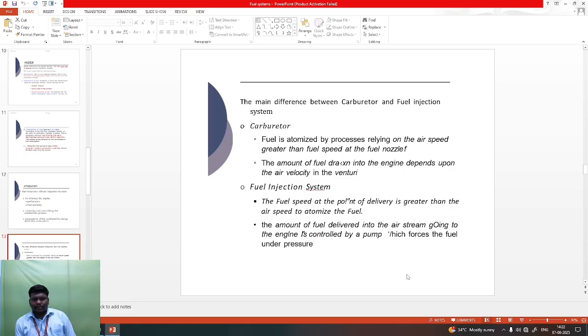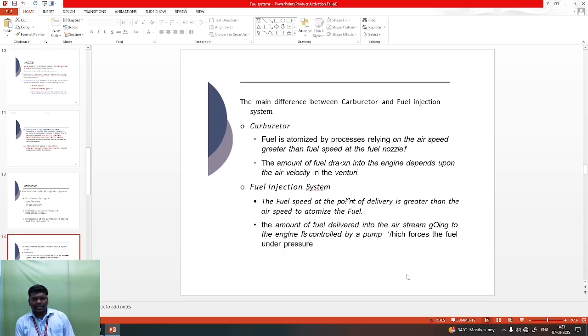Next, the amount of fuel drawn into the engine depends upon the air velocity in the venturi meter. What I am saying is that whenever we are using the carburetor, the air speed will be greater than the fuel speed. But in fuel injection, the fuel speed will be greater than the air speed. These are the major differences.